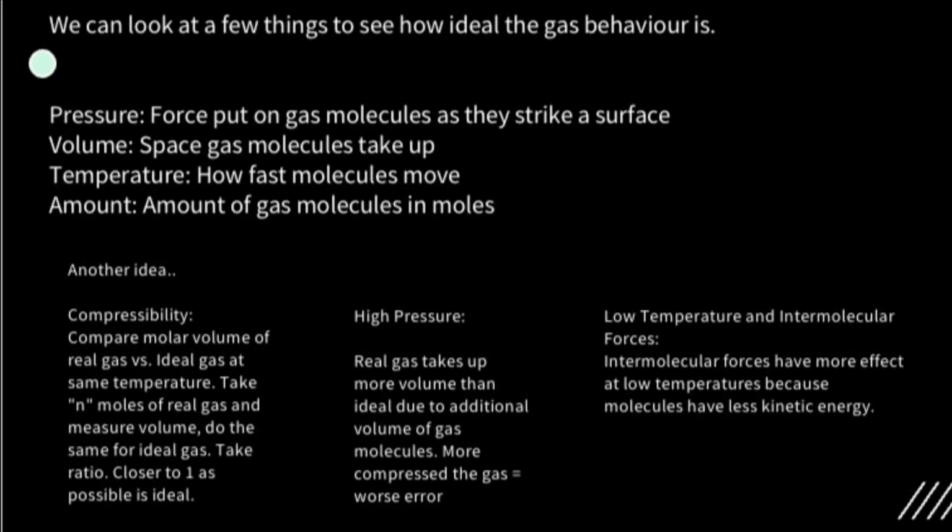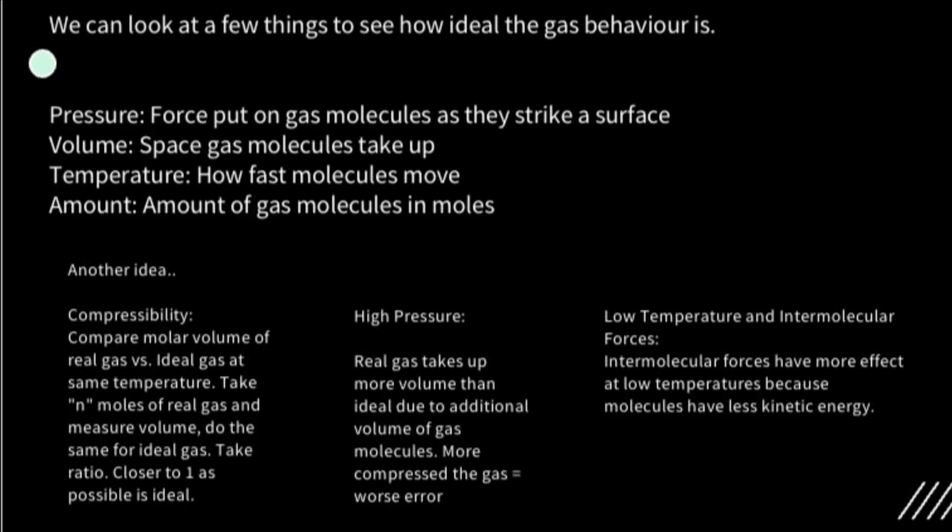Then we also look at the other three factors. Compressibility: we can compare the molar volume of real gas versus ideal gas at the same temperature. Then we take the n constant, which is moles, of real gas and measure the volume. Then we do the exact same thing for the ideal gas. We take the ratio of the two, and the closer to 1 the ratio is, the more ideal. The further away, the less ideal the gas behavior is.